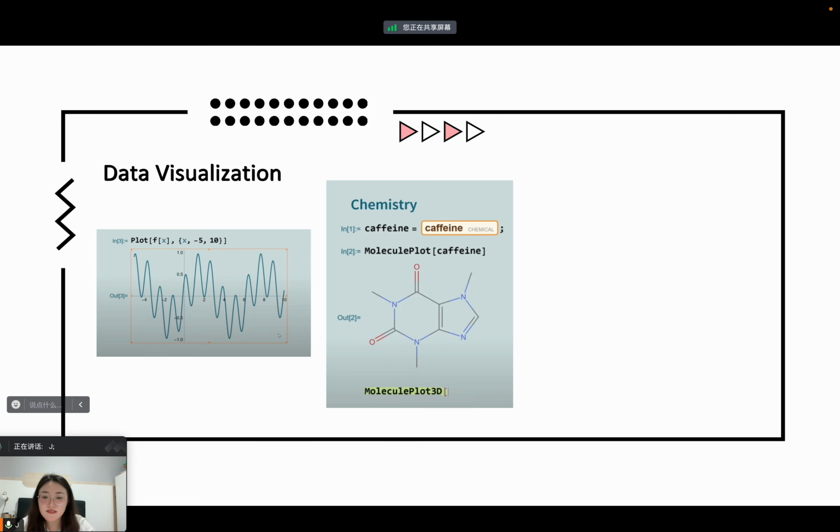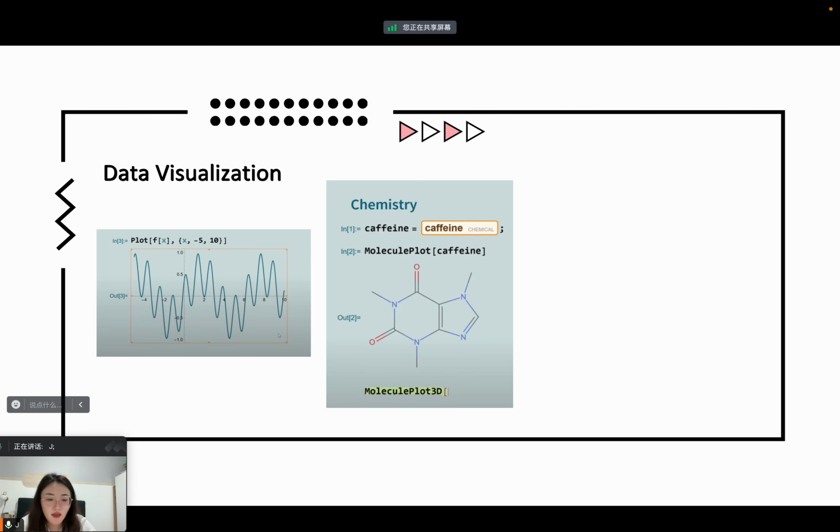The next one is data visualization, where Mathematica can create dynamic and interactive graphs, charts, and 3D models. Some examples are given here. For example, in chemistry, we can query the knowledge base to find a specific molecule, such as the caffeine molecule. Once we have the molecule, we can plot it using the MoleculePlot function.